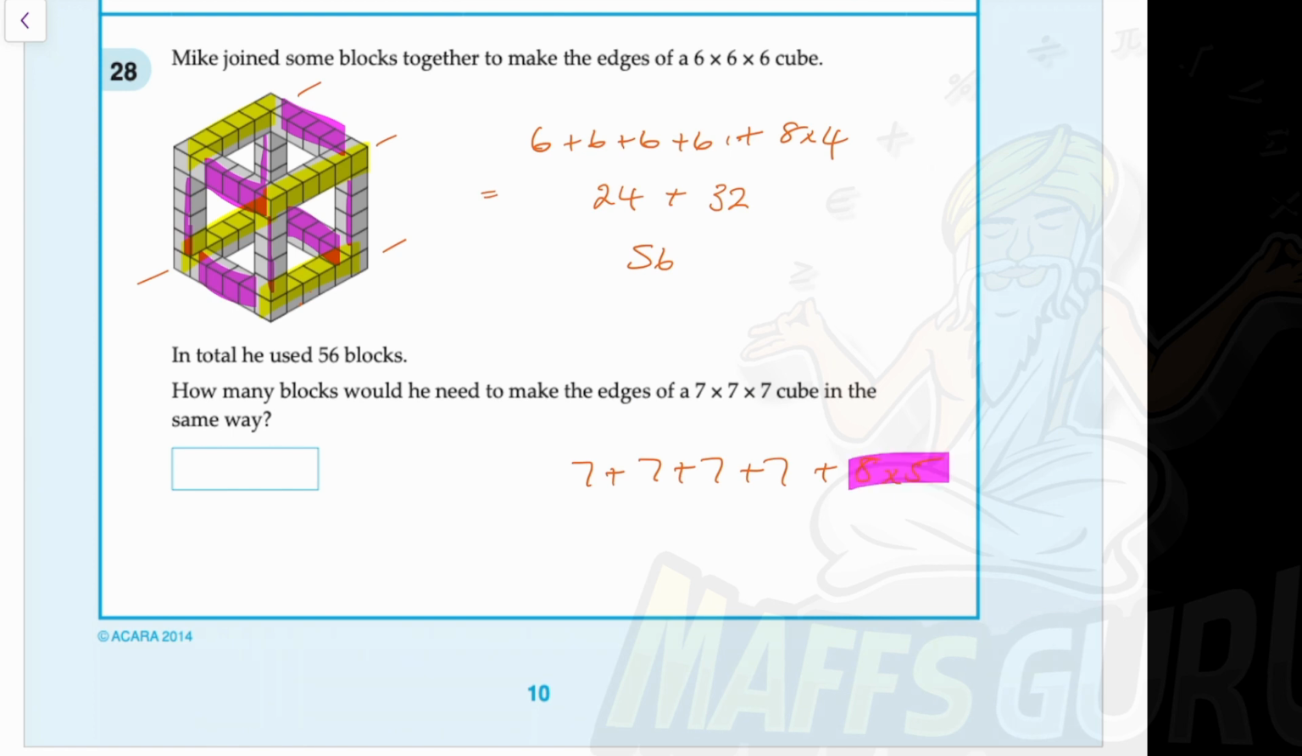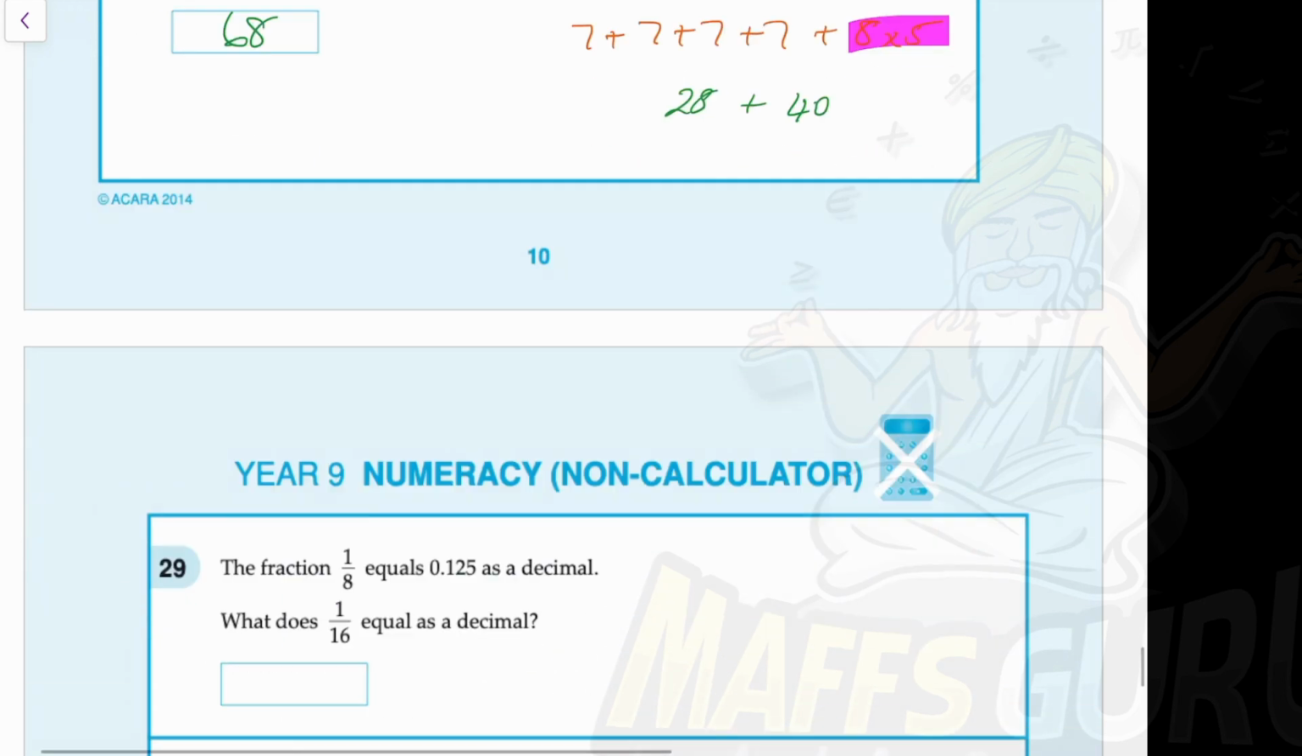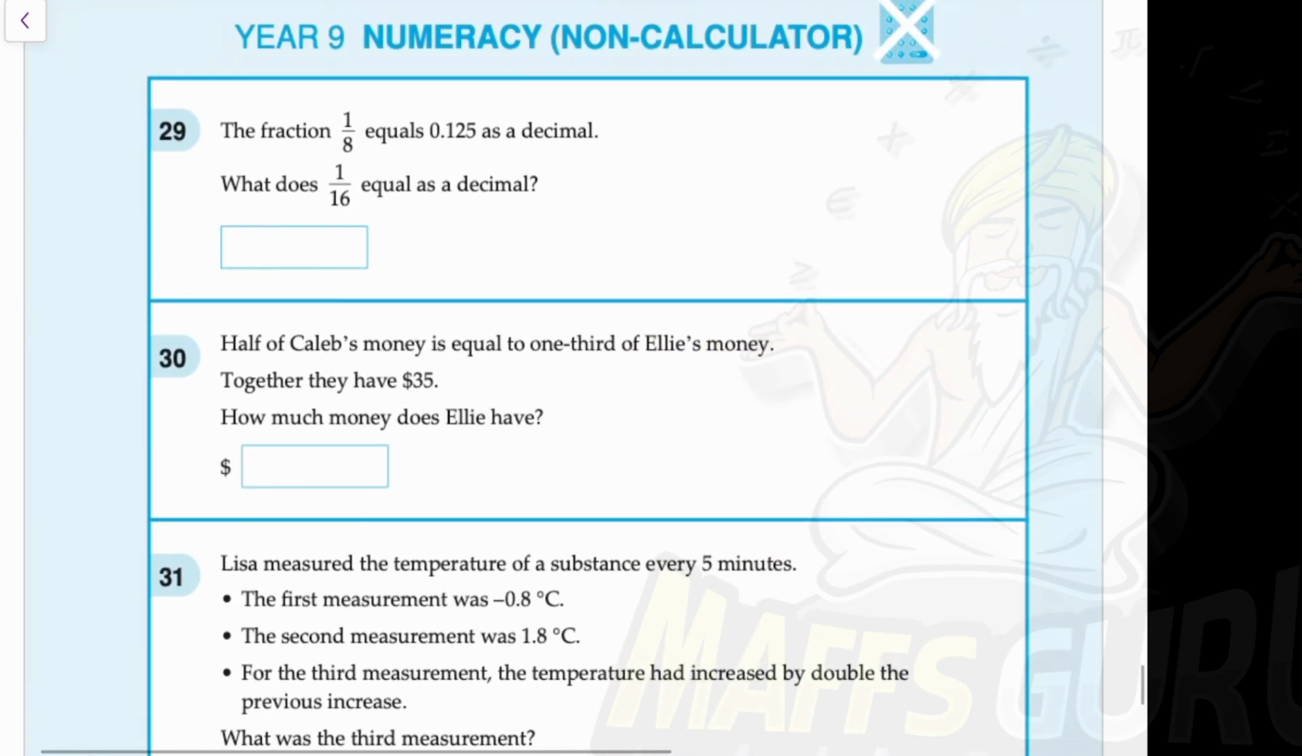So that's the 8 times the 5 plus 7 times 7 plus 7 plus 7. So 7, 14, 21, 28. Plus 8 times 5 is 40. So we'll say 68. And again, there's probably another way to do this, but if you know it, let me know.